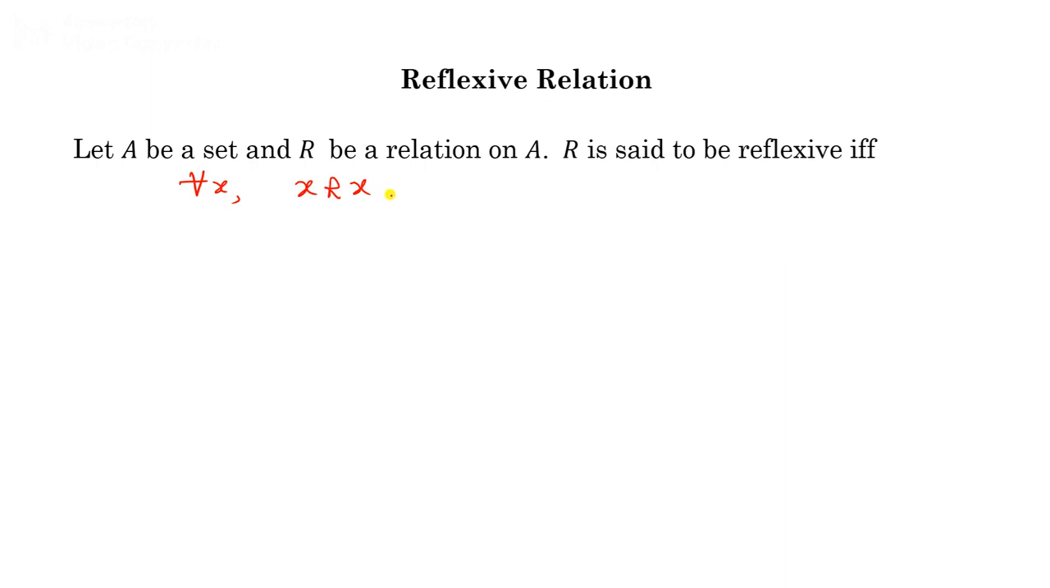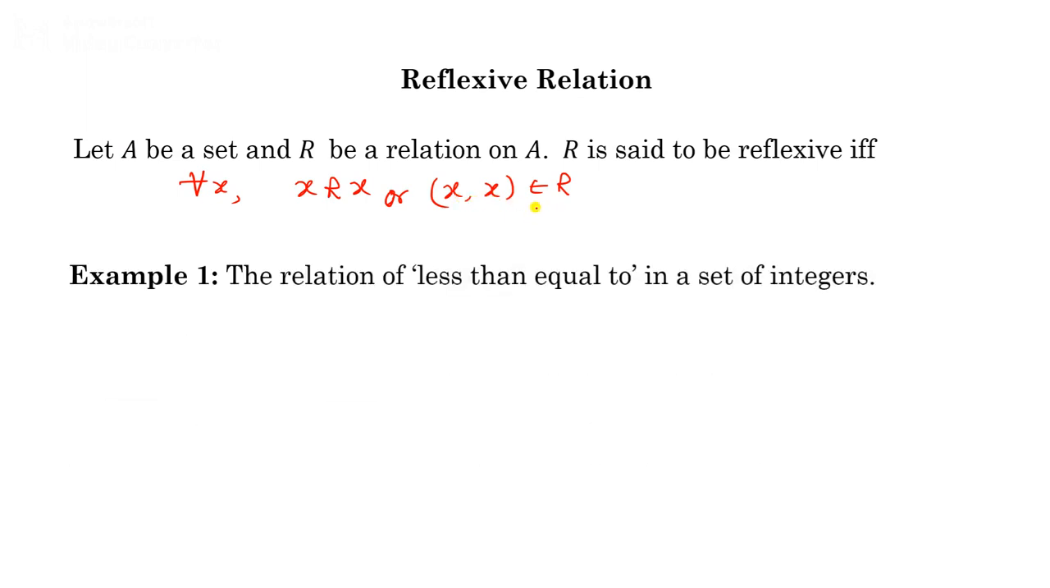It means, in other words, you can say the ordered pair (x, x) belongs to R. So either write this, or better to write x related to x, or (x, x) belongs to R. For each value of A, this pair (x, x) must be there in R. So let us have one example.